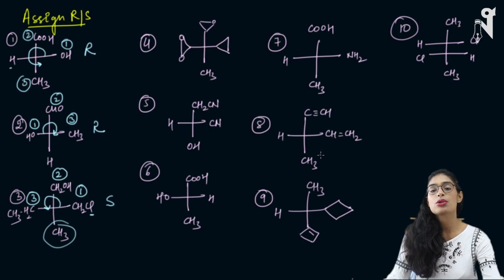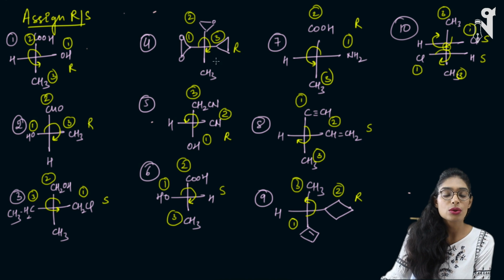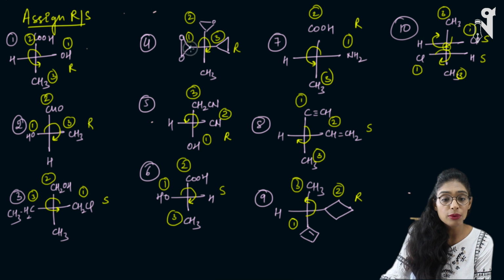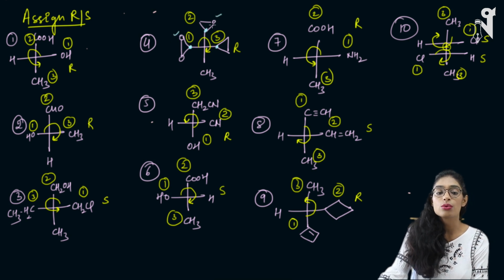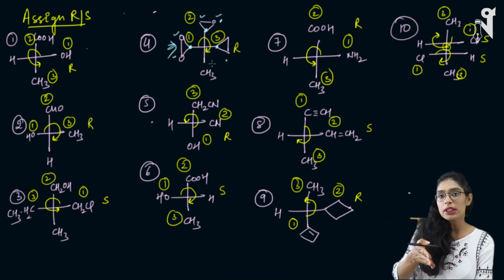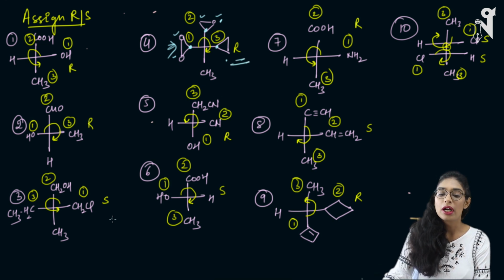Please quickly try out on your own. I hope you guys are done, and now let's quickly discuss. Let's talk about the fourth one. Look at it. I have the carbon over here. The first point of attachment is carbon, which is the same in all the cases. The second point of attachment is oxygen, which is the same in 2 cases, so I cannot figure out 1 and 2. So I'll go for the third point of attachment, that is oxygen. Now the difference is one has oxygen and the other has carbon, so this will automatically get priority 1, this will get priority 2, and this will get priority 3, and I have priority 4 on the vertical line. So let's see how it is moving. It is moving clockwise, so the configuration is R.